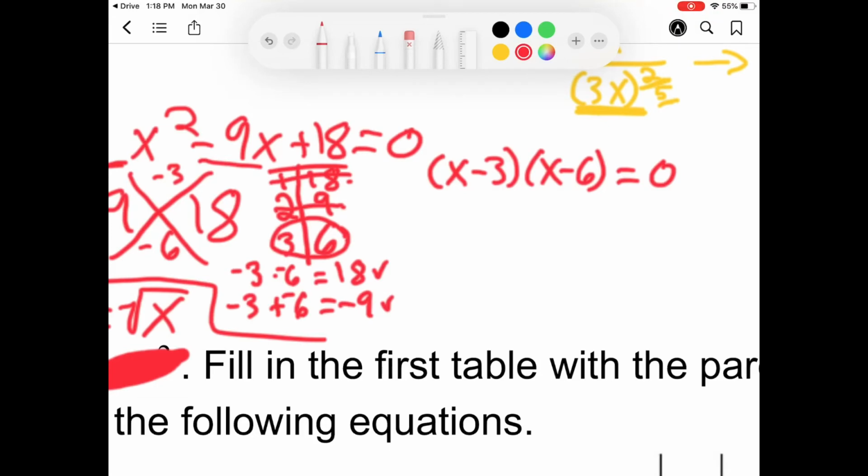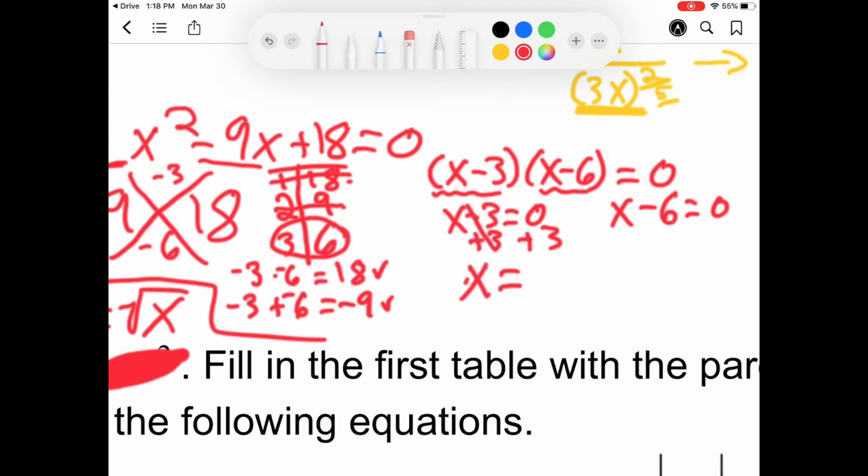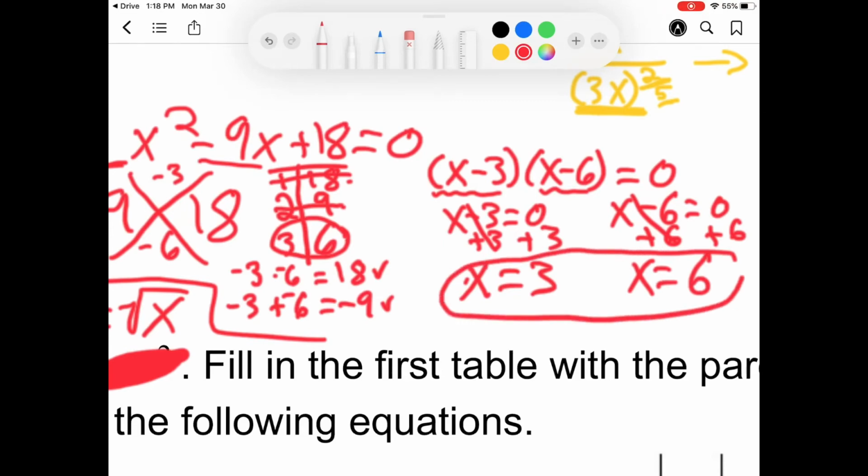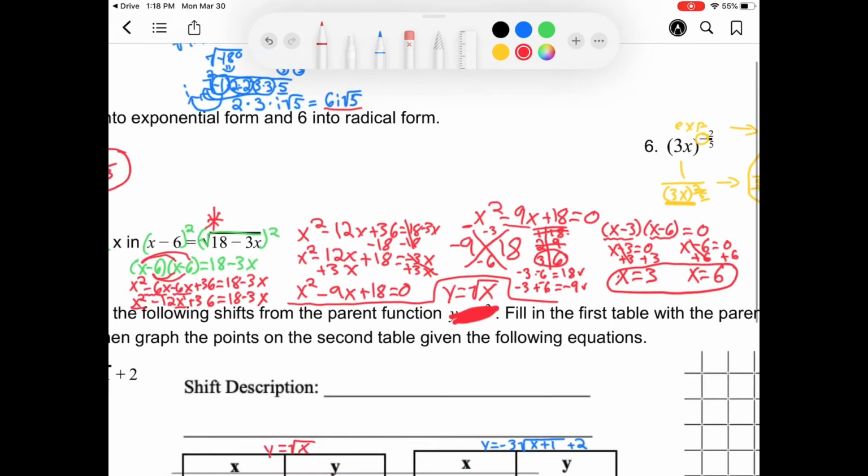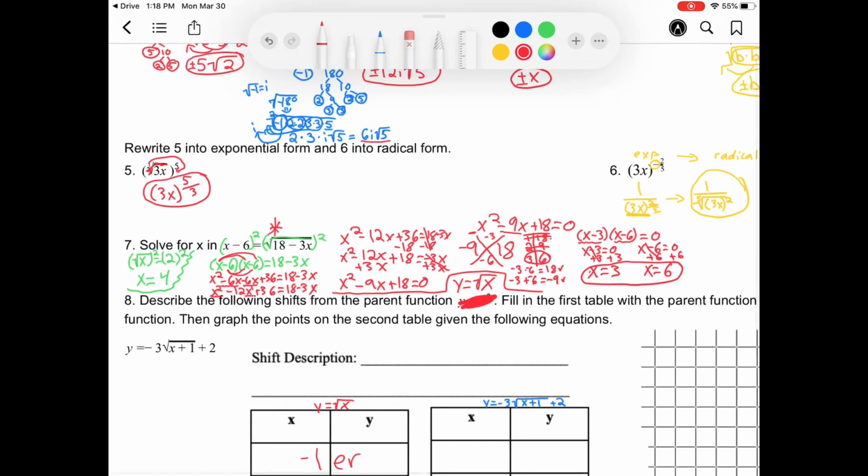These are not our solutions. So we have to take each parentheses and set it equal to 0 and solve there. So plus 3 on both sides: x equals 3. Plus 6 on both sides: x equals 6. And those are our two answers for number 7.